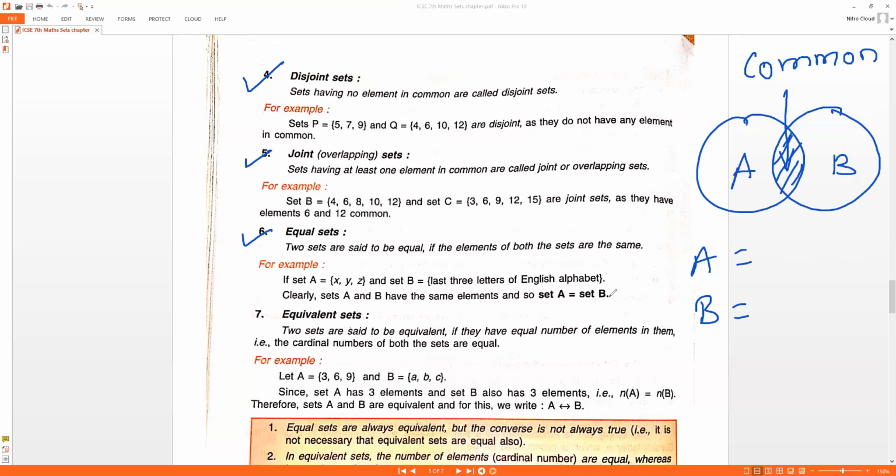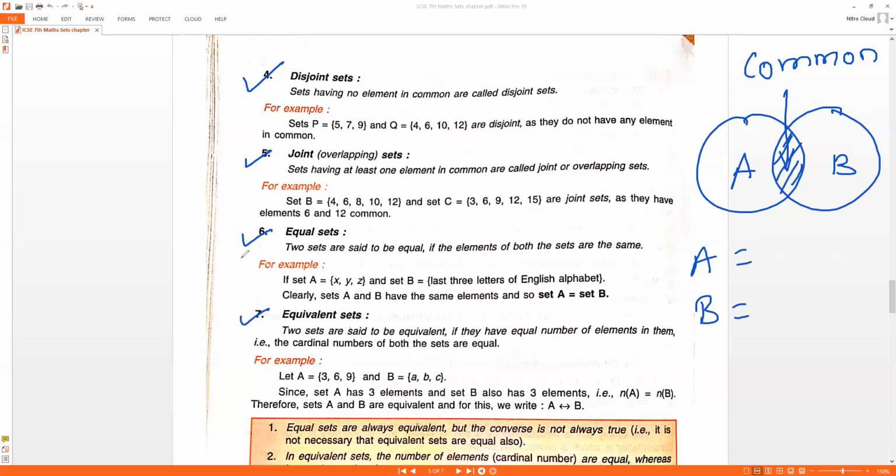Or as seen before, the order is immaterial. If you write ZYX also, that doesn't matter. So it is going to be the same set, equal sets. Clearly, sets A and B have the same elements, and so set A is equal to set B. Okay, all elements must be the same, nothing extra, nothing less.